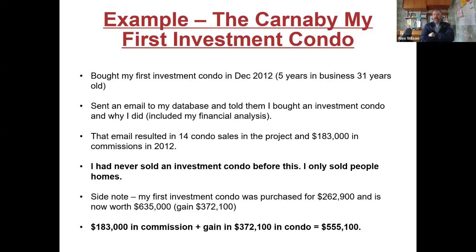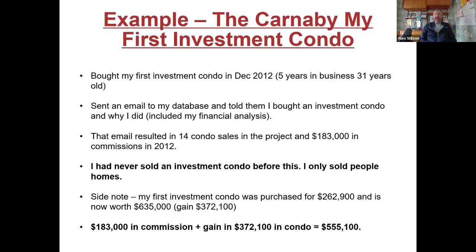What did I do? I sent an email out to my database and told them I bought an investment condo and why I did. And I included my financial analysis. So what did I do there? I built credibility by showing them the property, how they can make money from the property, and I put my own money into it as well because I bought into that project.